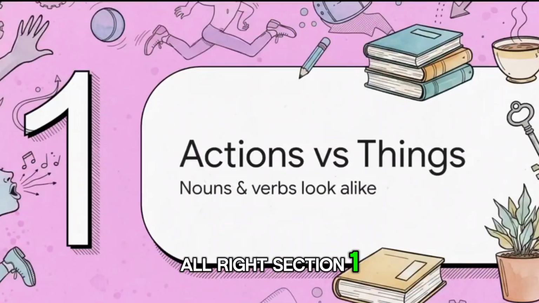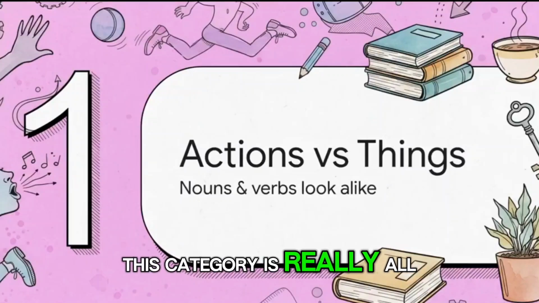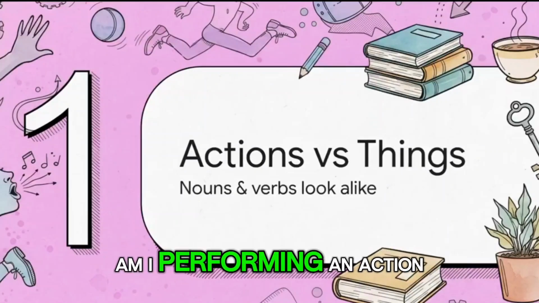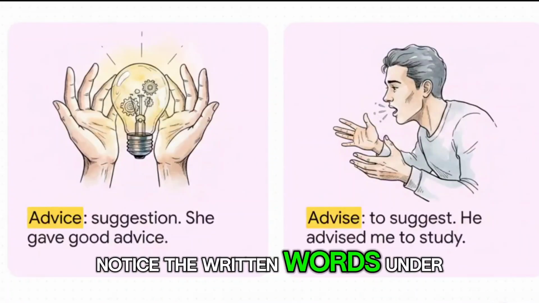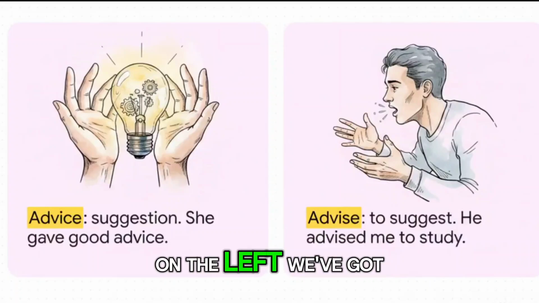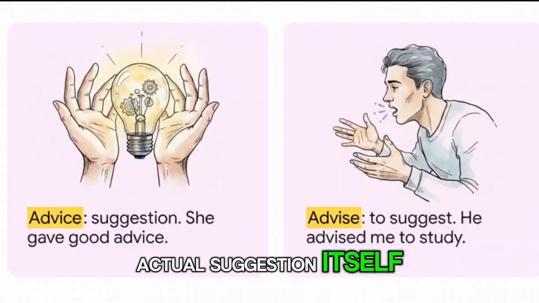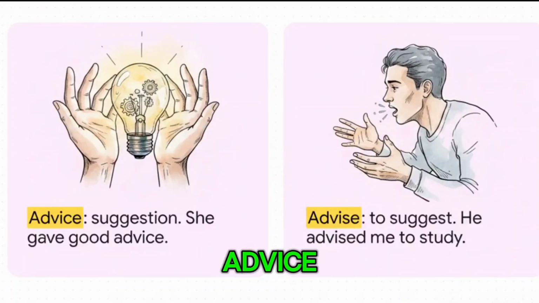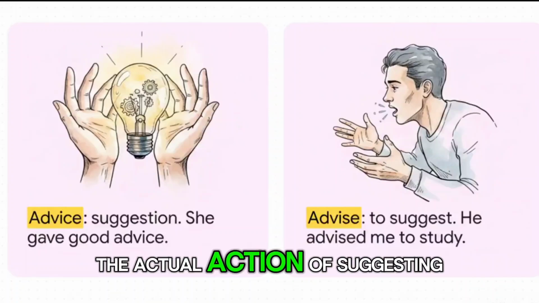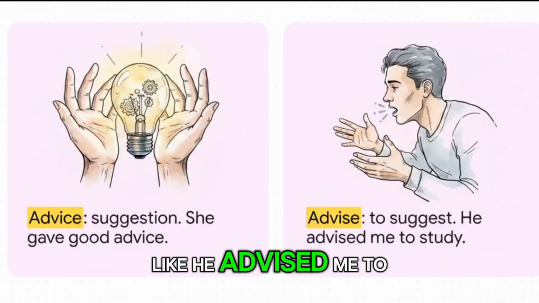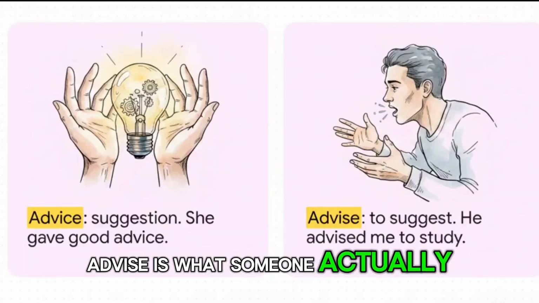All right, Section 1, Actions versus Things, when nouns and verbs look alike. This category is really all about stopping to ask yourself, am I performing an action right now, or am I holding a physical thing? Notice the written words under the images here carefully. On the left, we've got advice with a C. That's the noun. It's the actual suggestion itself, like, she gave me good advice. Now on the right, advise with an S is the verb, the actual action of suggesting something, like, he advised me to study. So advice is what you receive, advise is what someone actually does.